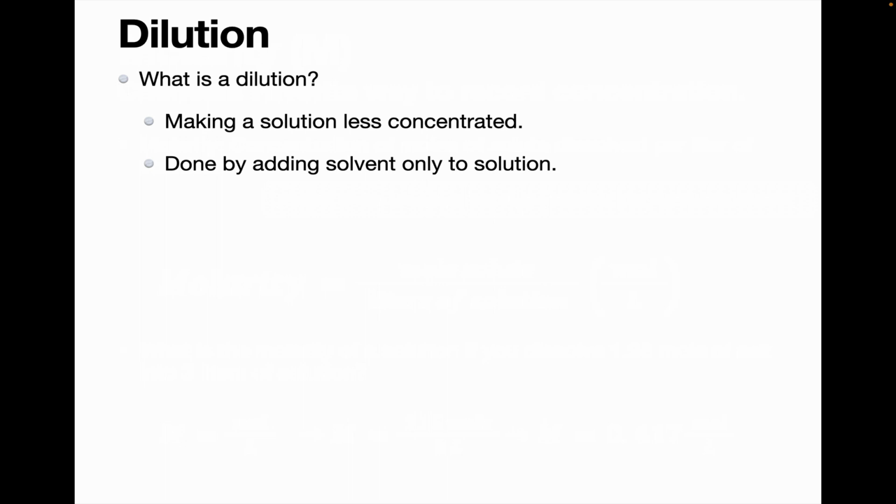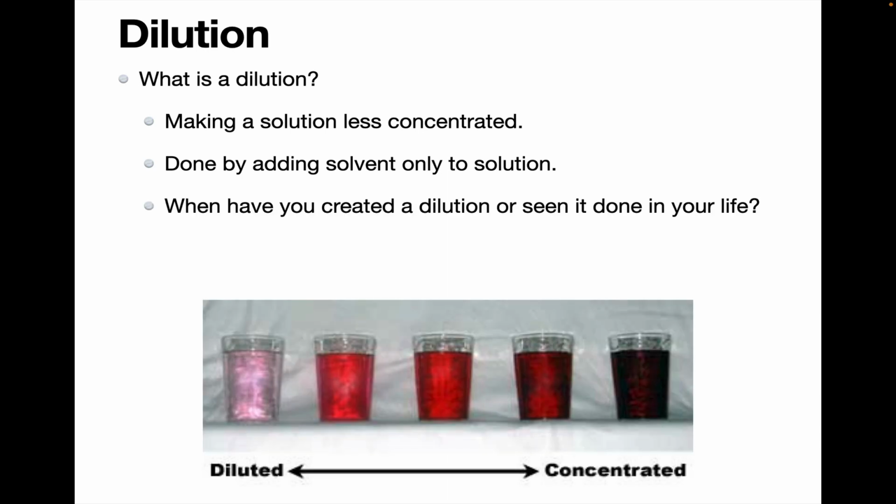So if we have concentrations and can change the amount of solute and solvent, we can actually find ways to dilute it or make it less concentrated, okay? So when you make it less concentrated, we do that by adding solvent to our solution and do not add any more solute, okay? So here would be an example of a diluted solution. Here would be an example of a concentrated solution.